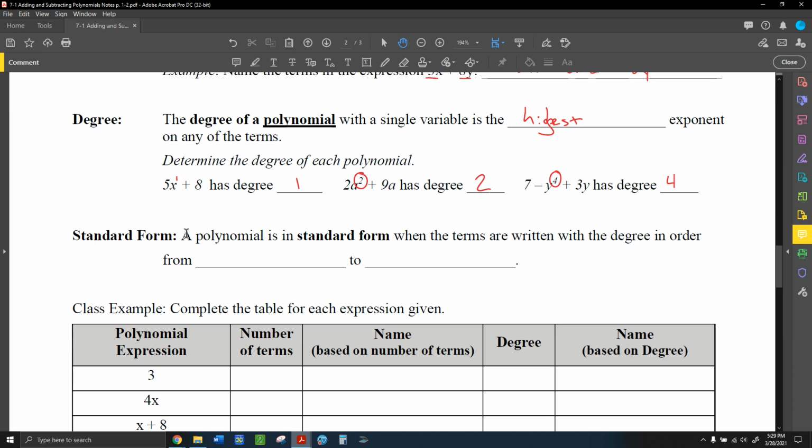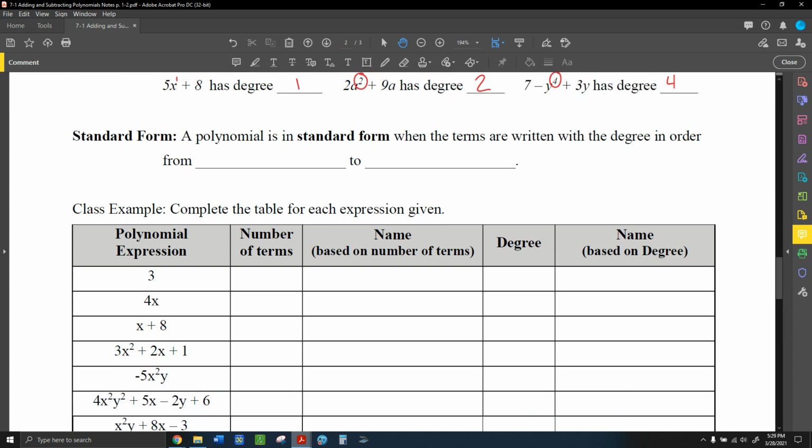Now let's talk about standard form of a polynomial. It's good practice to write your polynomials in standard form, so let's go ahead and define what standard form is. A polynomial is in standard form when the terms are written with the degree in order from greatest to least.